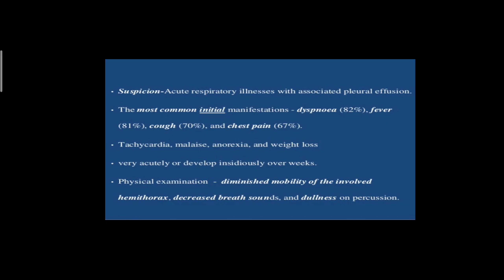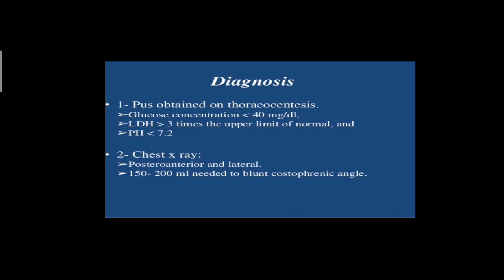Suspicion: acute respiratory illness with associated pleural effusion. The most common initial manifestations are dyspnea in 82%, fever 81%, cough 70%, and chest pain in 67% of patients. Tachycardia, malaise, anorexia, and weight loss may develop very acutely or insidiously over weeks. On physical examination, we will see diminished mobility of the involved hemithorax, decreased breath sounds, and dullness on percussion.